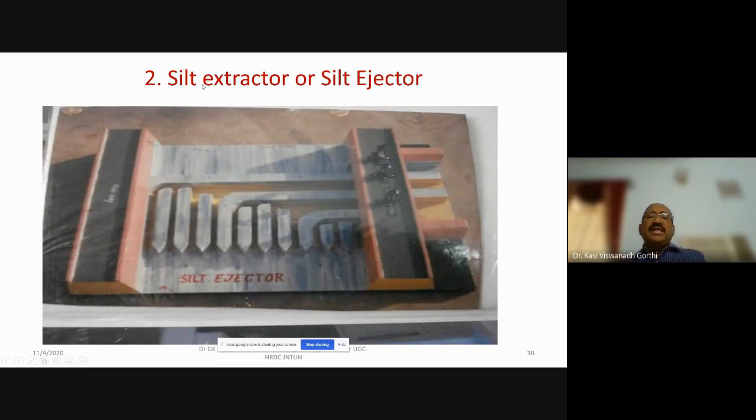Now the other one is the silt extractor or silt ejector. You may see here, as we already indicated, this will be provided on the downstream portion of the canal head regulator, and the water is allowed to flow in between these openings. You may see here some of the openings are making a diversion of the flow of water. So you see a small wall is constructed, allowing the water to divert. So this is the silt extractor or silt ejector.